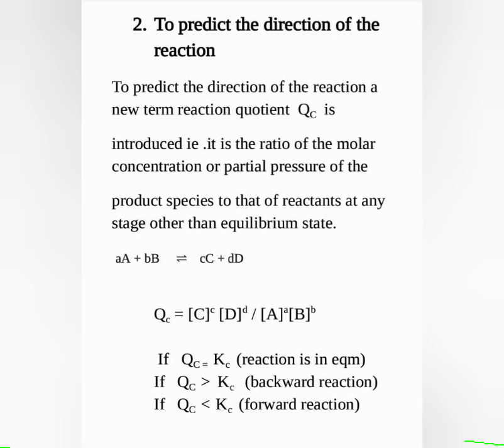If the value of Qc is greater than Kc, backward, otherwise it will be the forward reaction. If the magnitudes of both Qc and Kc are equal, then we can say that the reaction is in equilibrium. That is an important point. So we have to do some numerical problems. In that, we'll be calculating the value of Qc, only that much.